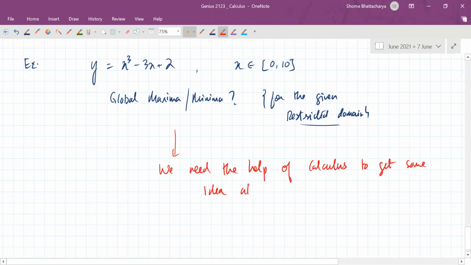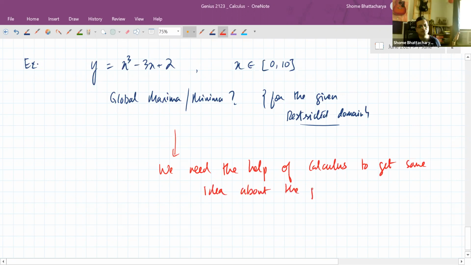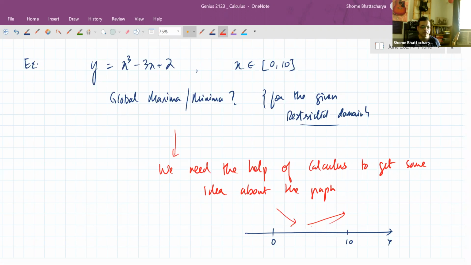Second derivative check. Actually, even first derivative will do, because what we need to understand is that on the number line between 0 and 10, specifically for x, what is the behavior of y? Suppose y is just increasing all the way, then f of 0 will become my global minima and f of 10 will become my global maxima. If the function is first decreasing and then increasing, then we'll have to find up to where it is decreasing, and after that point how it is increasing, and we have to then compare.